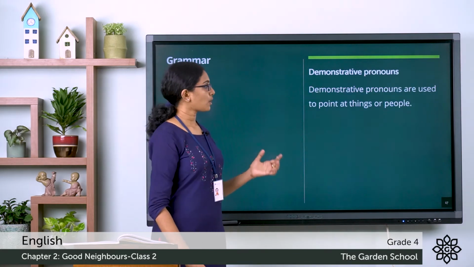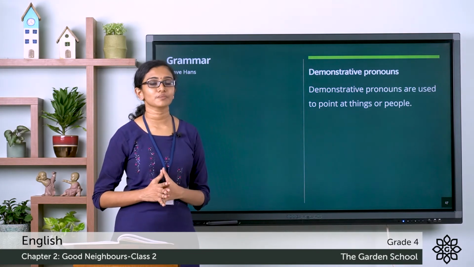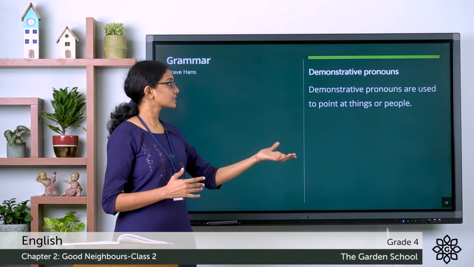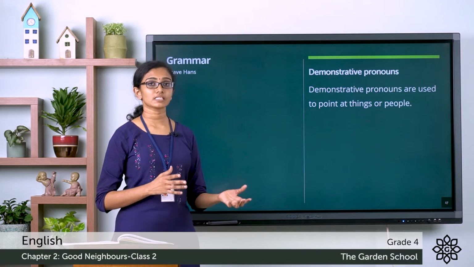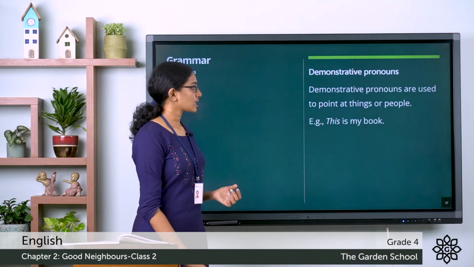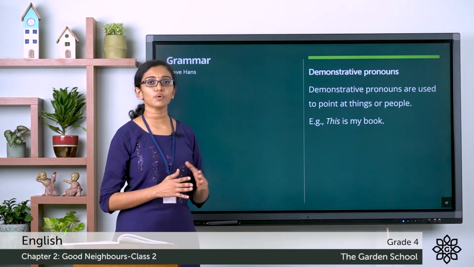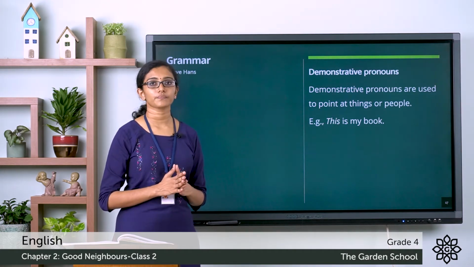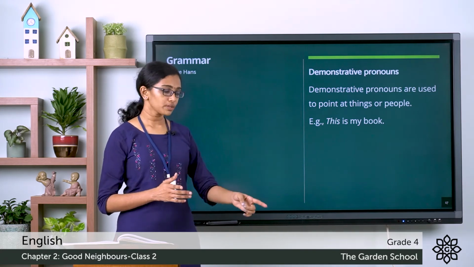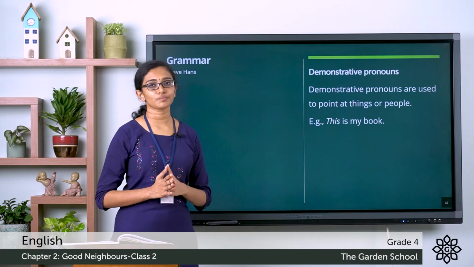And here this is about the use of demonstrative pronouns. You know what demonstrative pronouns are? These are pronouns used to point at things or people, like this or that or they or them. Here is an example sentence. This is my book. I am pointing to this book and saying this is my book. So the word this is used here to point to that book. So this is an example of a demonstrative pronoun.